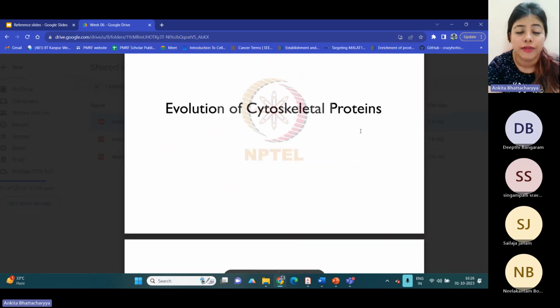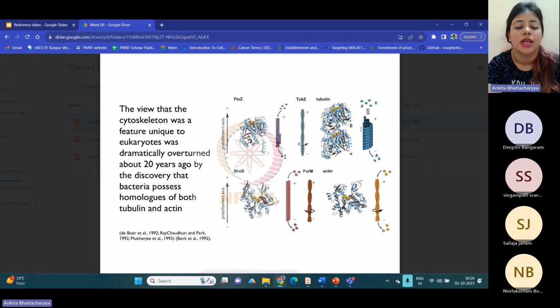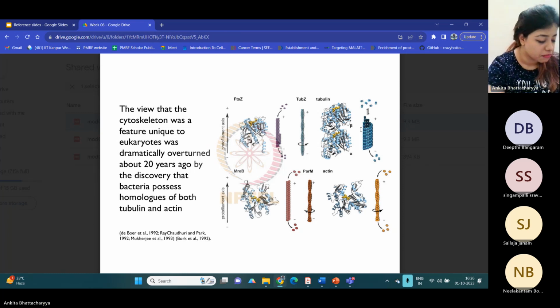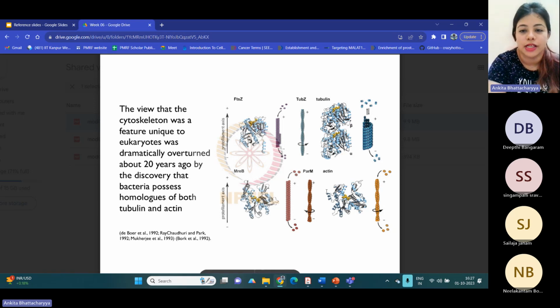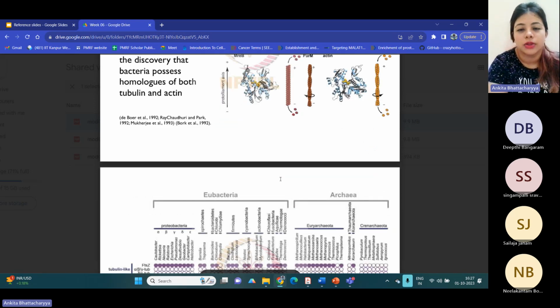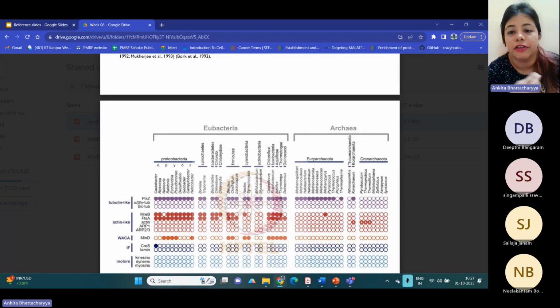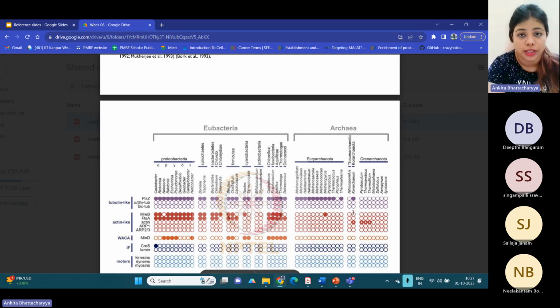Then came the idea of evolution of the cytoskeletal proteins. It was a feature that was unique to eukaryotes, and it was a revelation when it was first understood that there might be some related proteins within bacterial cells as well. They have homologs of both tubulin as well as actin in the form of FtsZ and MreB and protofilament axis, etc. You can see a comparison between the tubulin and the FtsZ as well as the actin and MreB. So there is some sort of derivative linkage which could be seen from the prokaryotes to the eukaryotes in this case.